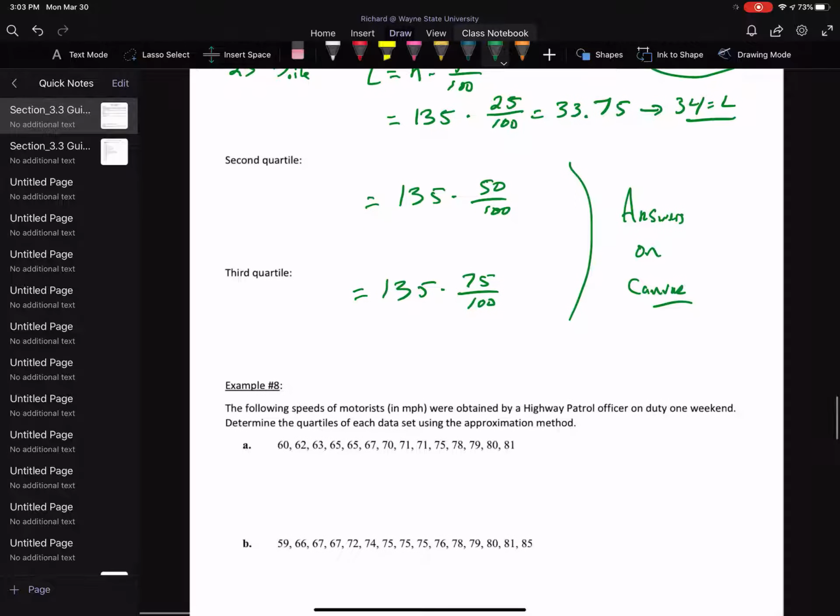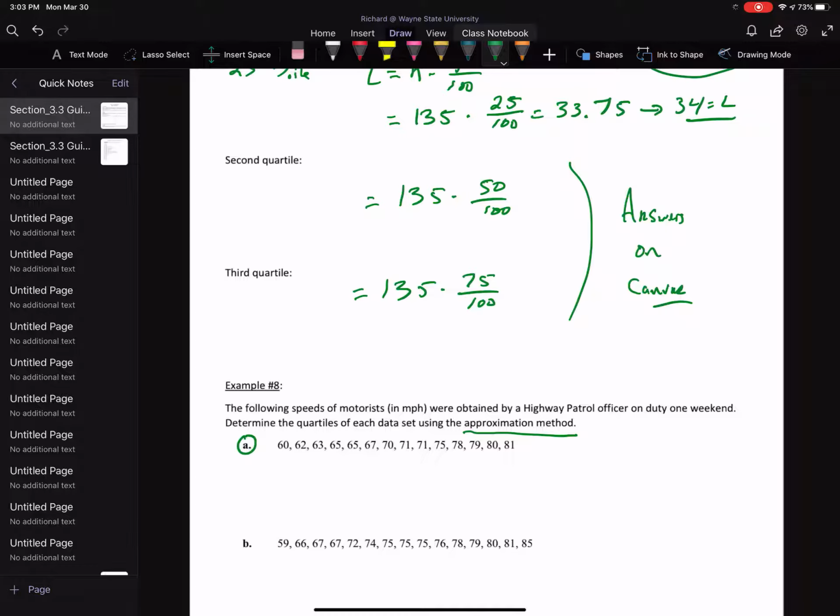Now what I want to do is talk about the other method, the approximation method. How do we use the approximation method? I'm going to work only one of these, letter A. Here's how this works. The first thing we have to do is make sure that the data is in order, from least to greatest. What you should notice is that in both A and B, that is the case. So I'm going to look at letter A.